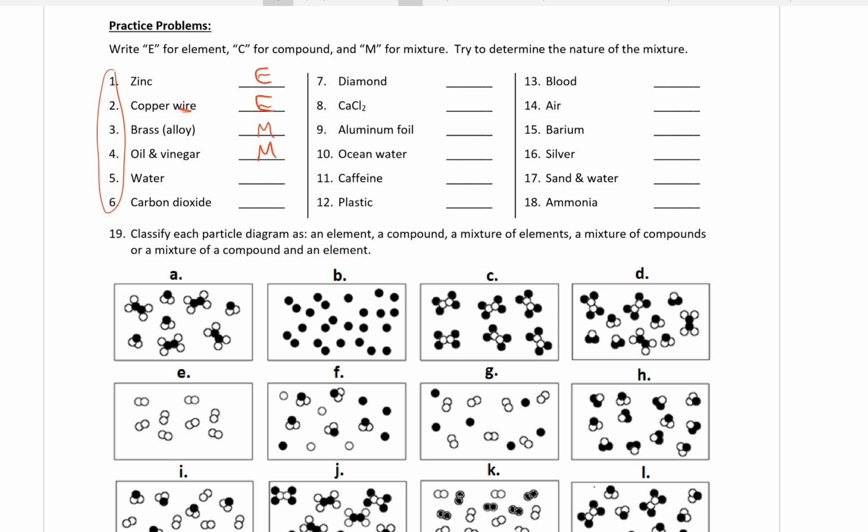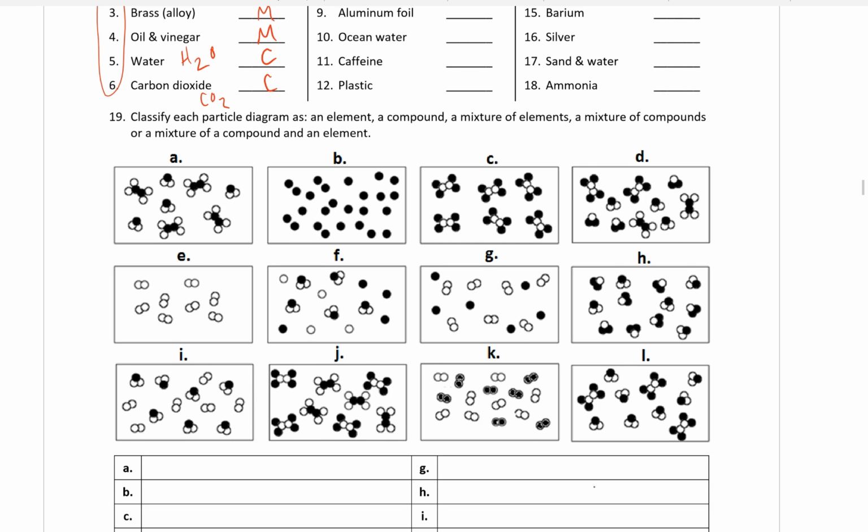Number 5, water. We talked about that as an example. Water is a compound, H2O. Carbon dioxide, talked about that as an example as well, CO2, another compound. I would recommend trying out 7 through 18 on your own and checking the answer key online.